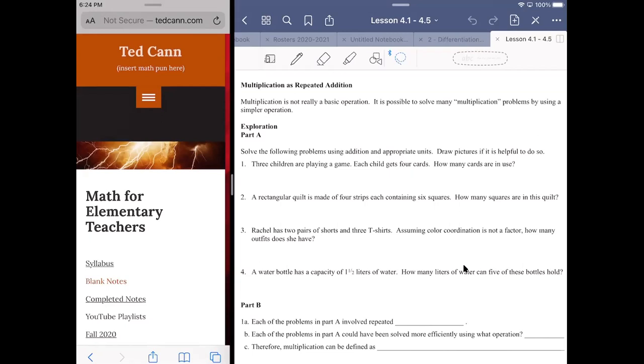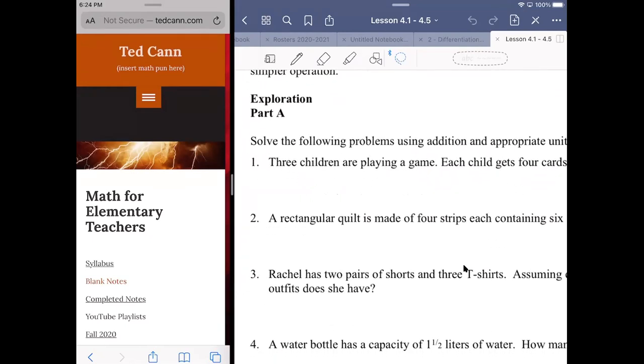All right. So 3 children are playing a game. Each child gets 4 cards. How many cards are in use? All right. So, you know, you kind of look at it and say, well, I know the answer, but you also got to look at it and say, well, you're explaining this to a first grader. And we keep coming back to that.